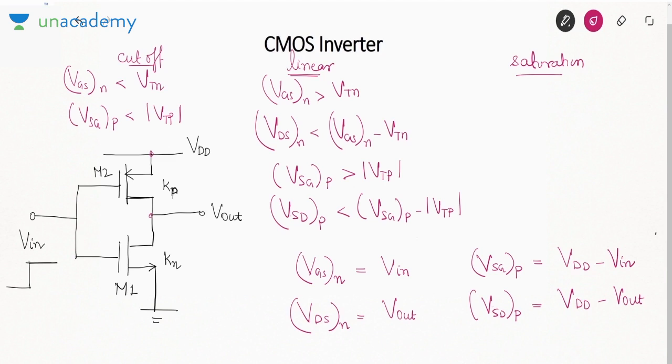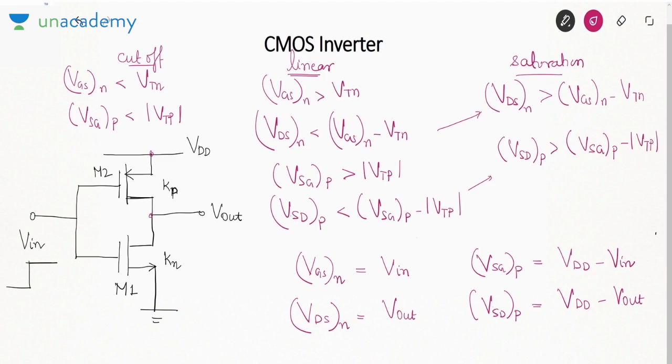In saturation, the first condition remains same, but the second condition changes. VDSN greater than VGSN minus VTN, and this one VSDP greater than VSGP minus mod VTP. Okay, so that is your condition for saturation.